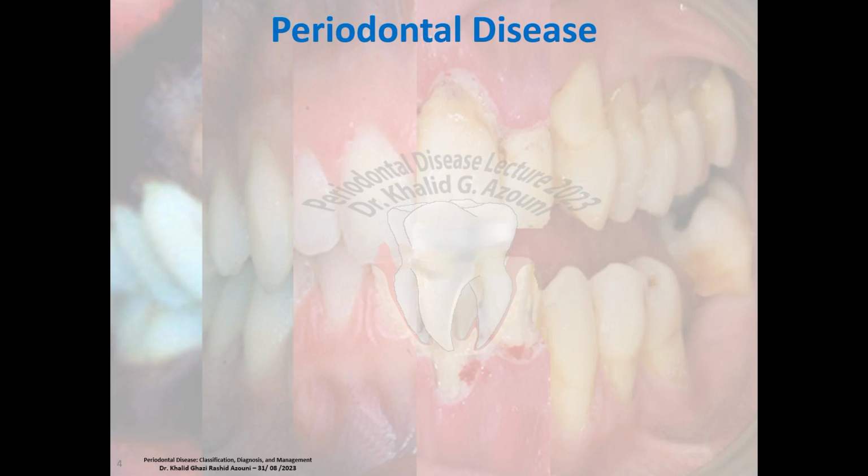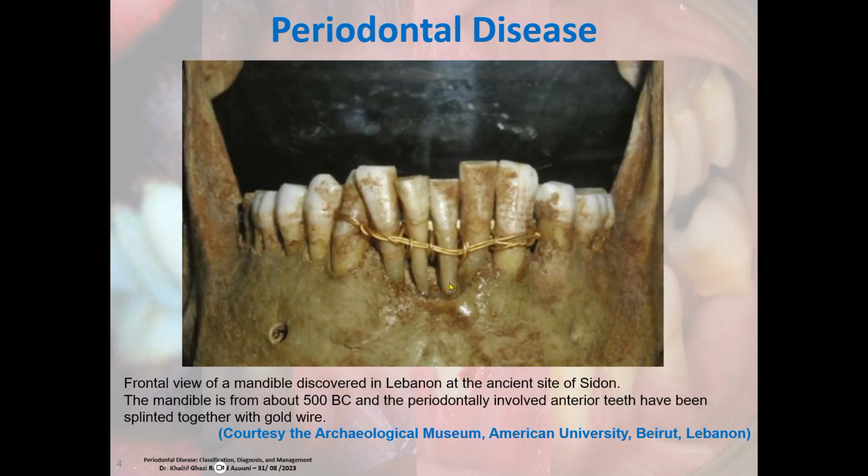Now, periodontal disease is an old disease. Humanity lived with it for a long time, as evidenced by various old skulls with signs of splinting and loss of attachment. As in this case, this skull was discovered in Lebanon in the ancient site of Sidon, or Saida, and the mandible here is from around 500 BC. We can see here splinting of the teeth affected by periodontal disease with gold wire, and it is a clear indication that this patient had periodontal disease, close to the case that we showed you clinically.